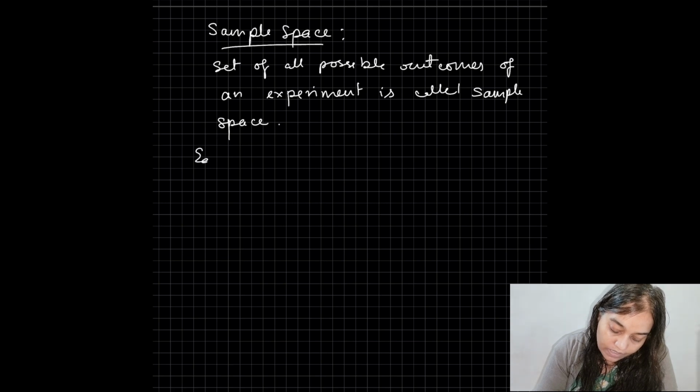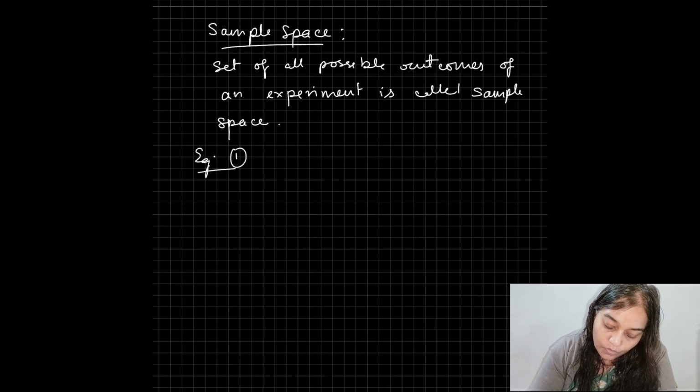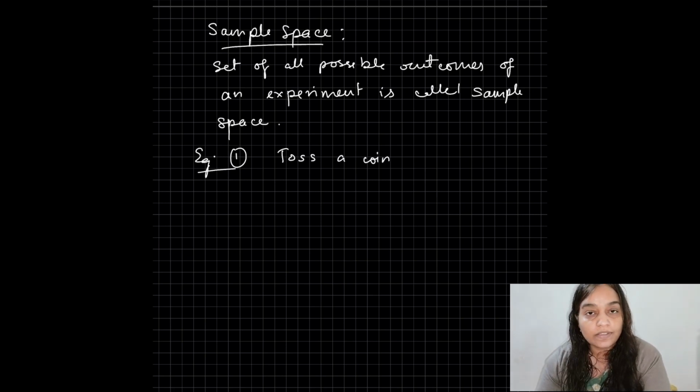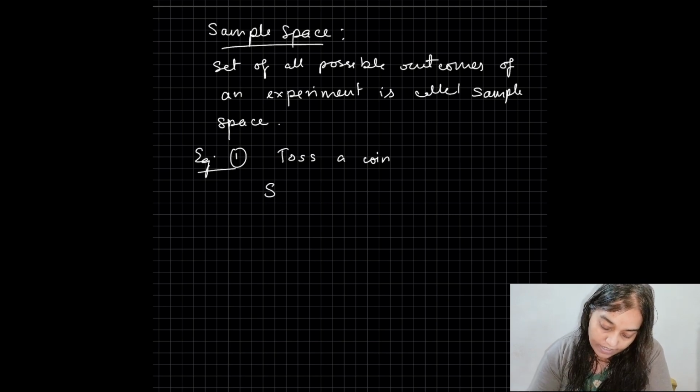For example, if you toss a coin, there are only two possibilities, either it is head or tail. So S is the collection of head and tail.